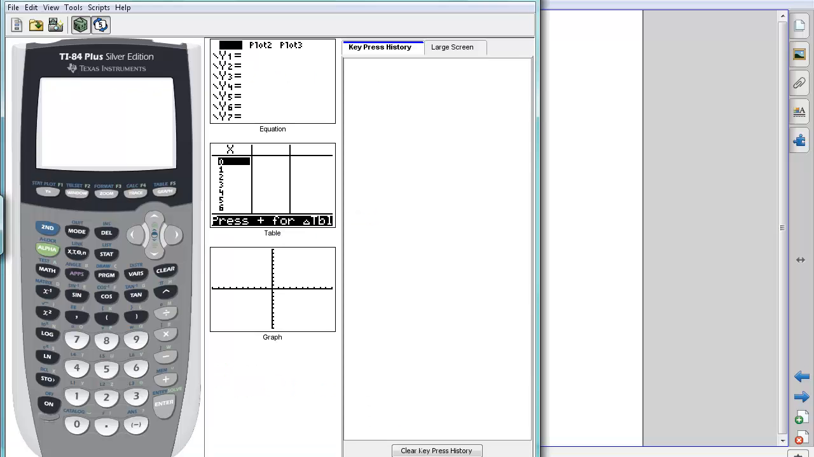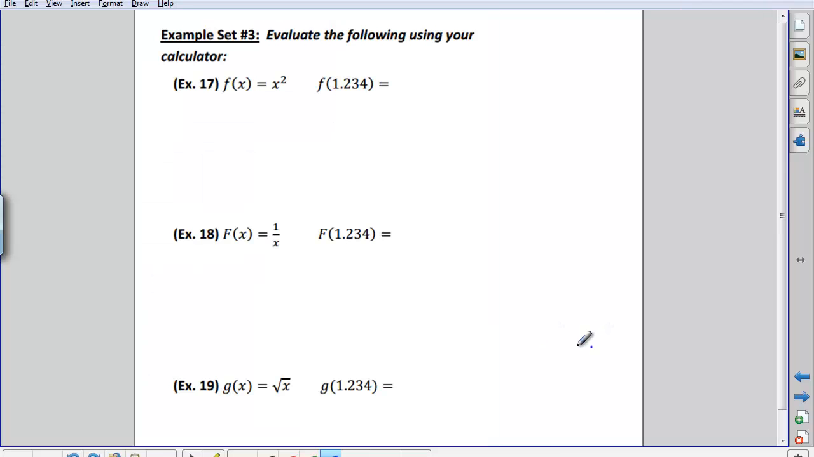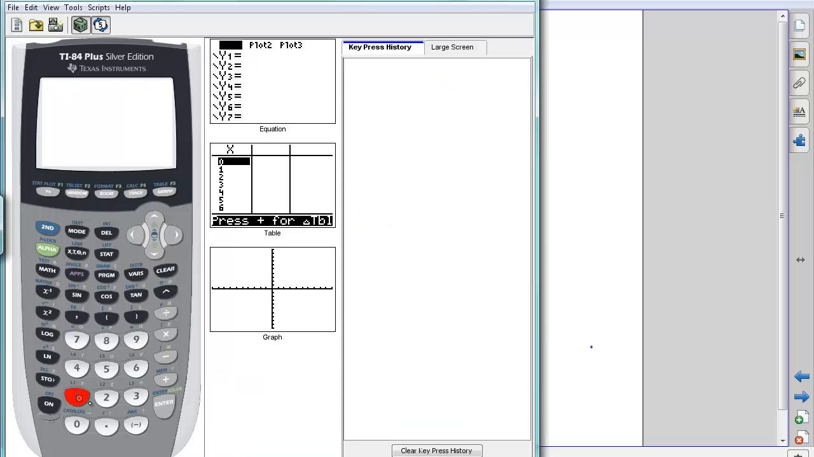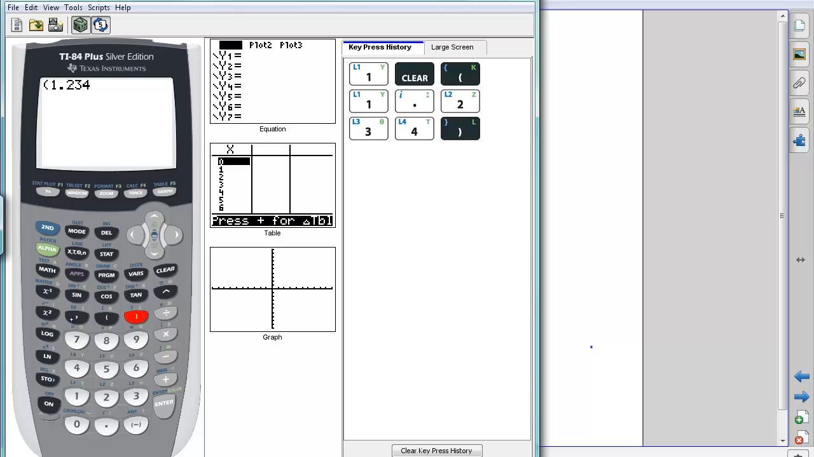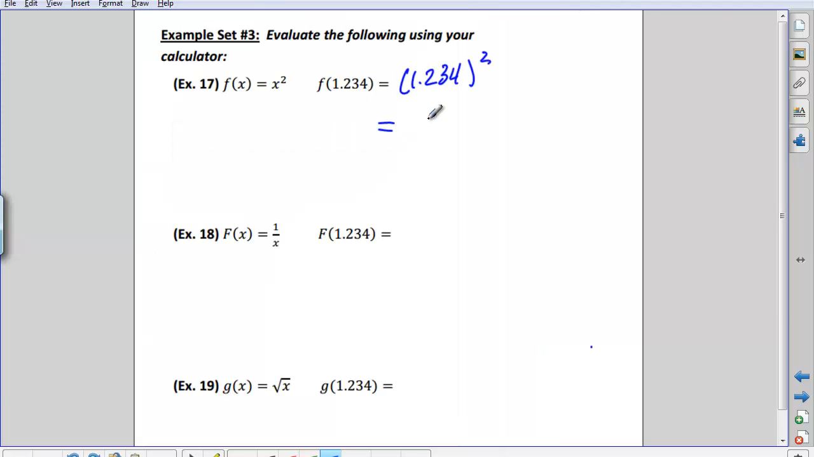There's actually a couple of different ways you can do this. One way is just to say, okay, well, f of 1.234 is 1.234 squared, right? So I can just take 1.234 and square it, and I get 1.522756 for my answer. So that's easy enough.